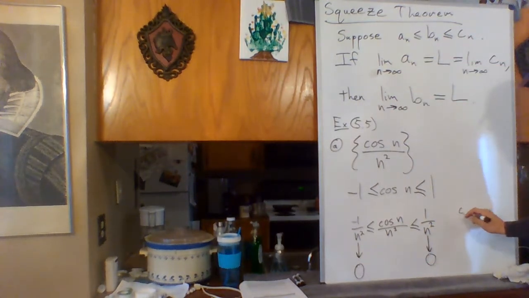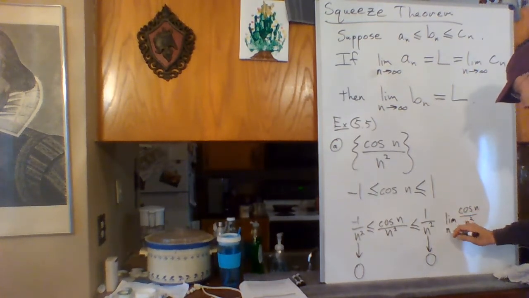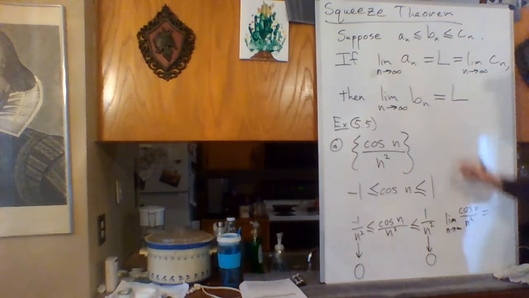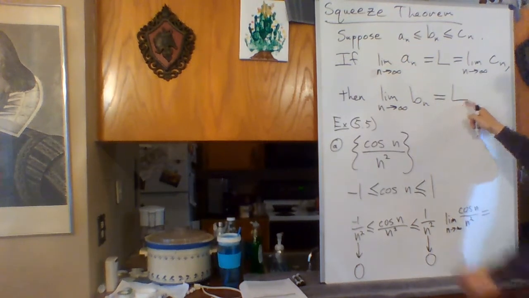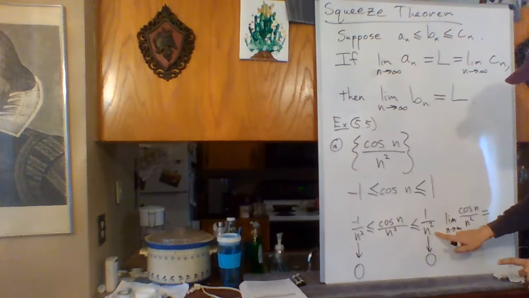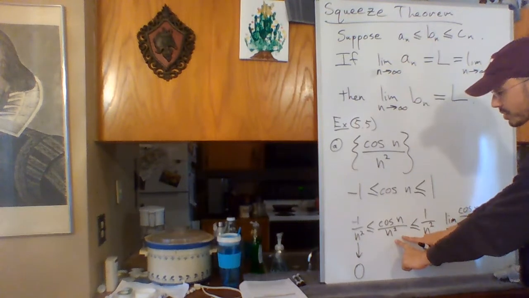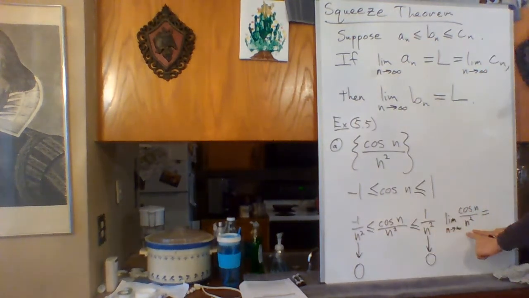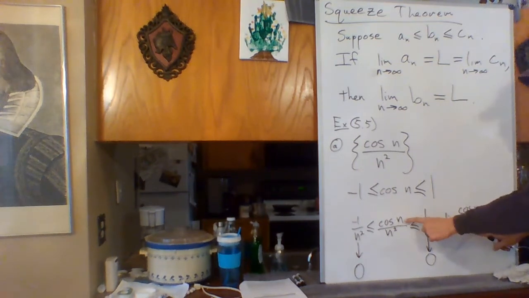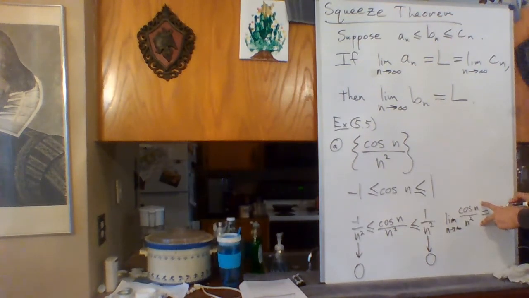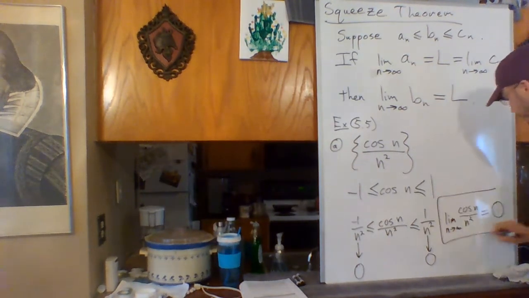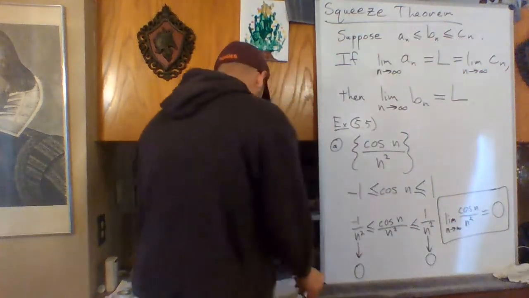And so cosine n over n squared, let me write it like this, the limit as n goes to infinity, is equal to that common value from the squeeze theorem. I've got my larger sequence, my smaller sequence, my sequence in the middle, always in between those two. In the long run, this expression, not just the cosine n, by the way, it's cosine n over n squared, that whole expression is going to that common value. So that's an example of how to use the squeeze theorem.